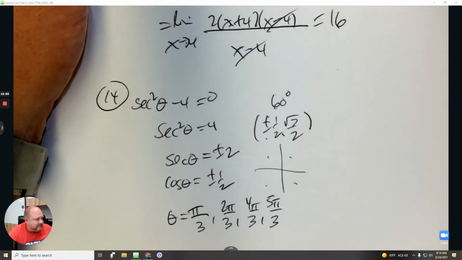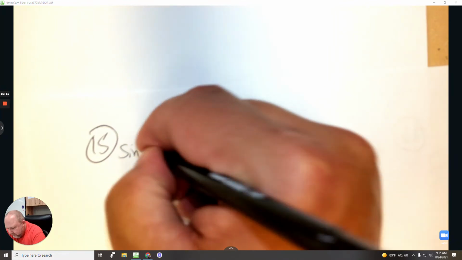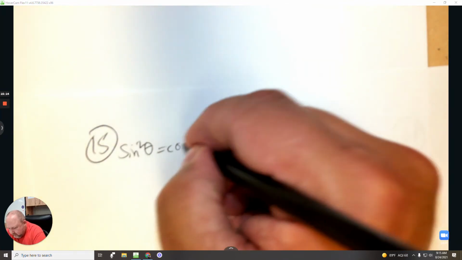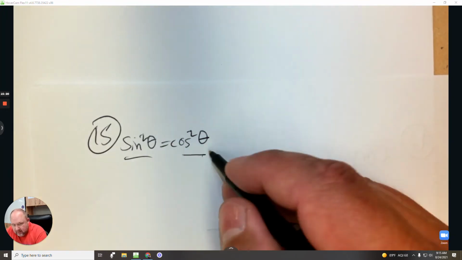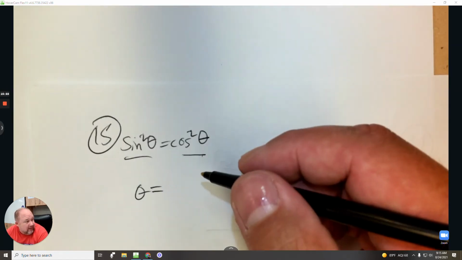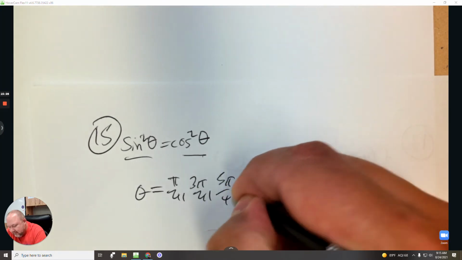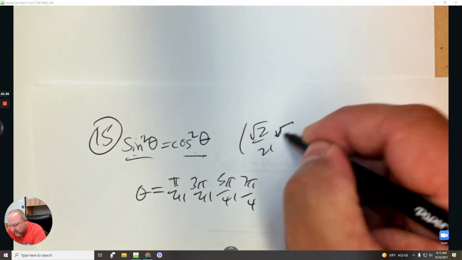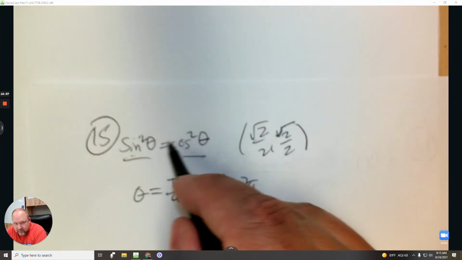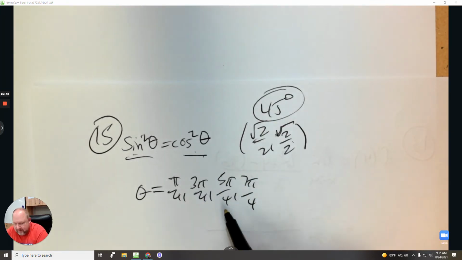Number 15. In number 15, sine squared is equal to cosine squared. So the question is, where are they equal to each other, both positive and negative? And the answer is at 45-degree angles, right? So it's at pi over 4, 3 pi over 4, 5 pi over 4, and 7 pi over 4. The reason it's being squared is it could be positive or negative being equal to each other, and it's a 45-degree where they're equal to each other, and those are the angles.